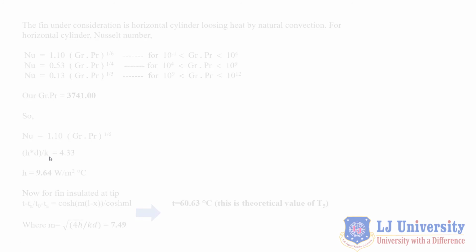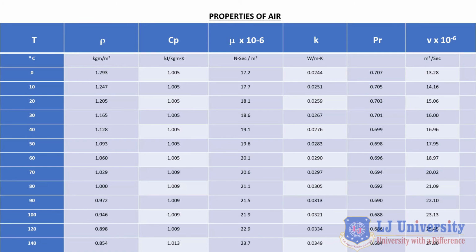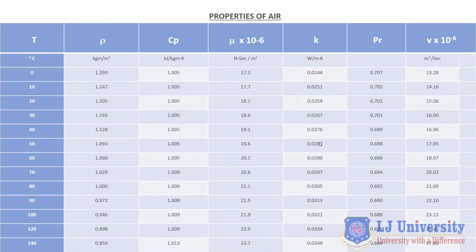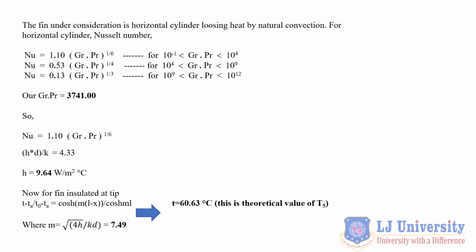So that's K air, you have to see in the property of air table. At 50 degrees Celsius, you have to see the value of K, which comes out at 0.0283. Put that value over here, and the value of D, which is diameter, is 12.7 mm, so 12.7 into 10 raised to minus 3 meter. If you solve this equation, H comes out as 9.64 watt per meter square degree Celsius.